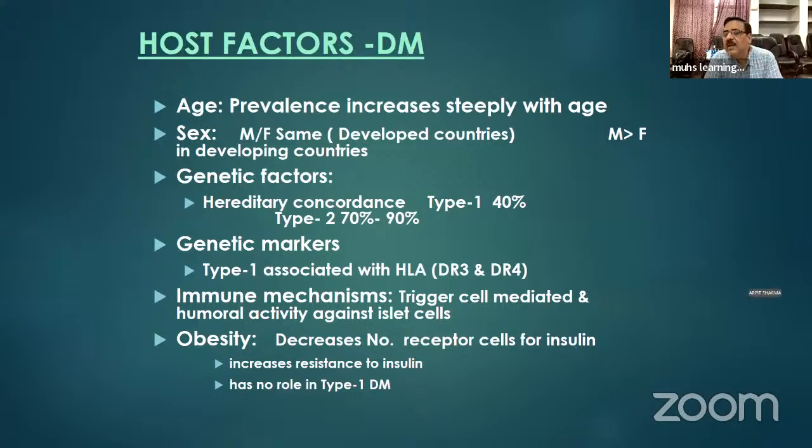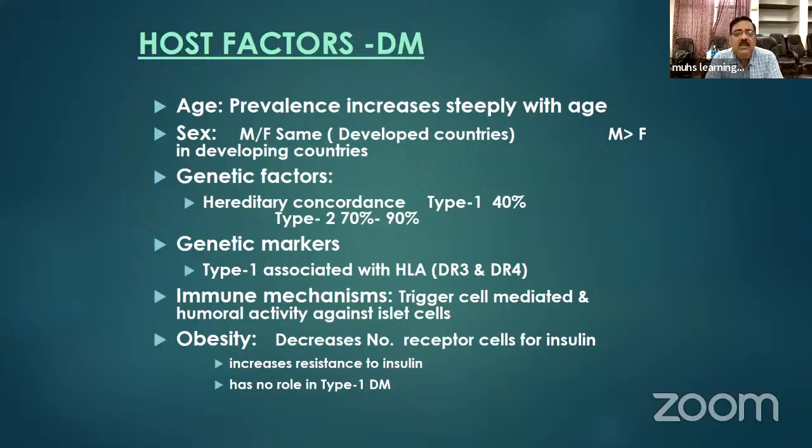The prevalence of diabetes increases as the person ages, and that is why in the younger population there is less prevalence of the disease, while in older it increases. And again, males are far more affected than females, particularly in the developing countries. While in the developed countries, there is no gender difference noted.